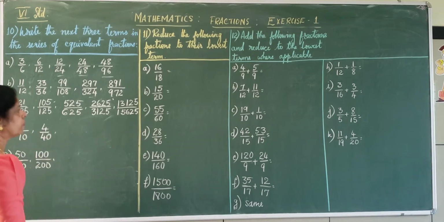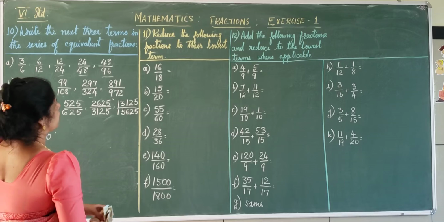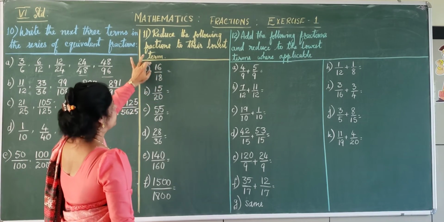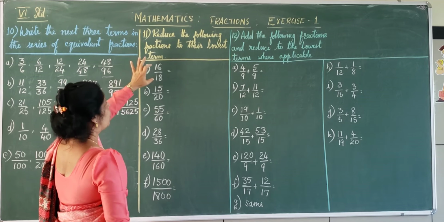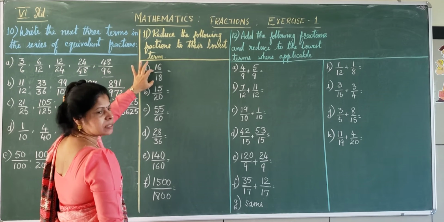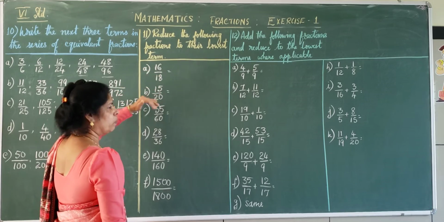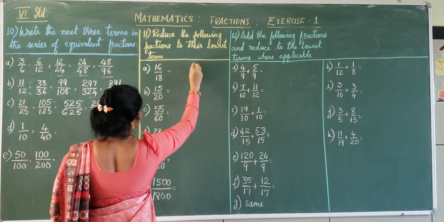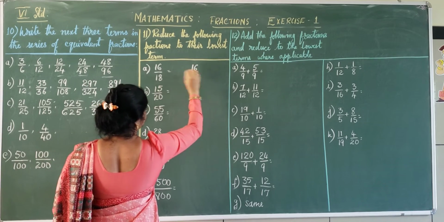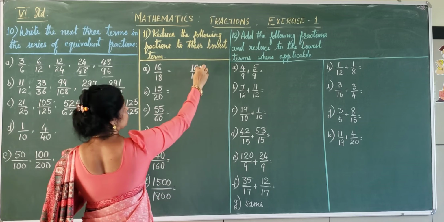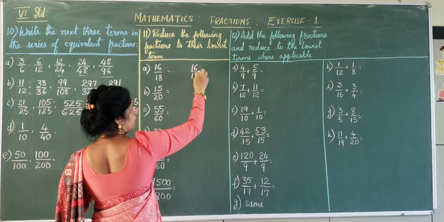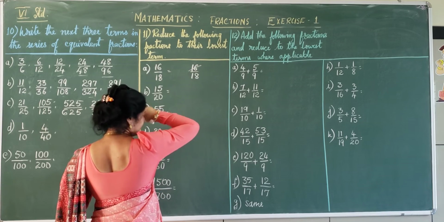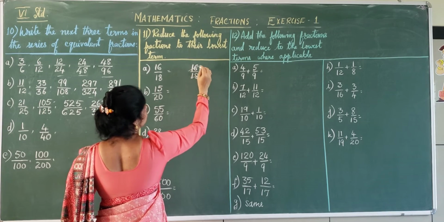Now let us go for the next one. Ready? The fraction is given, you have to go on dividing this and see that it comes to the lowest form. Now, the question is 16 by 18. See, 16 by 18. How can you do it? Because both are even numbers, 6 is also even, 8 is also even. So you can divide both by the same number, which is 2.